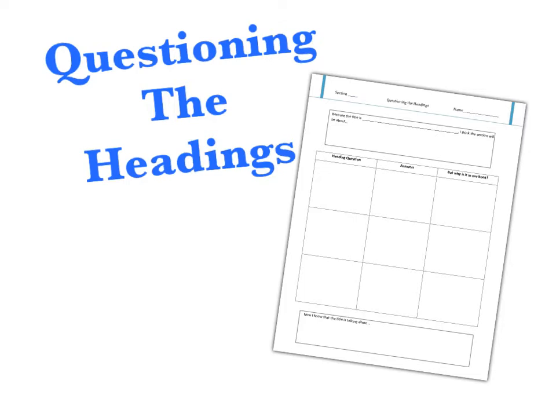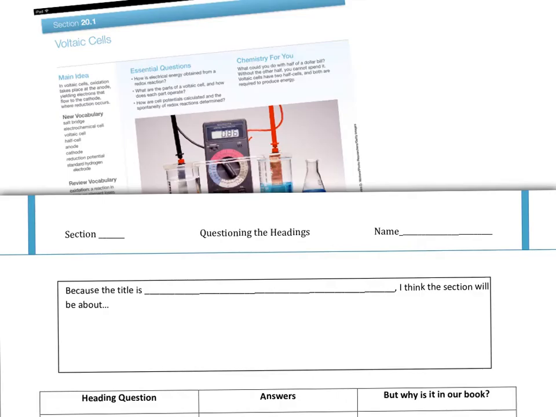Okay, so this is called questioning the headings, and you'll be doing it for each section in this chapter. All right, here's the form you're going to be working with for each section. It's the same form, so all the parts will be identical no matter which section you're working in, okay? So we're going to walk through this and see how we're going to fill each part out. All right, so here we are at the top of the page, and in the box it says, because the title is blank, I think the section will be about da da da da da. So here you're going to make a prediction about what you think this section will be about.